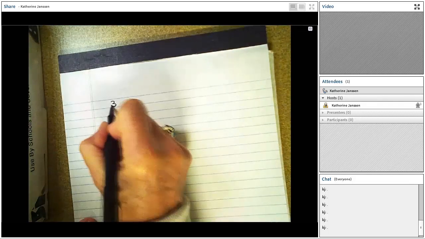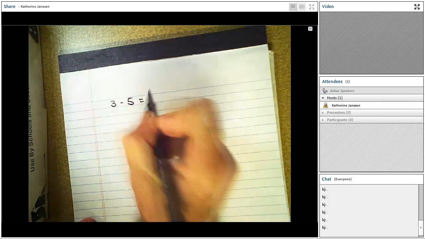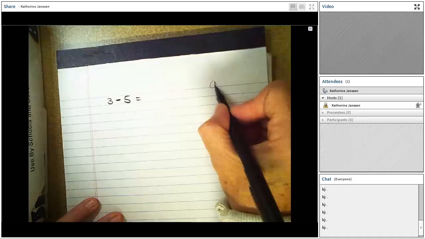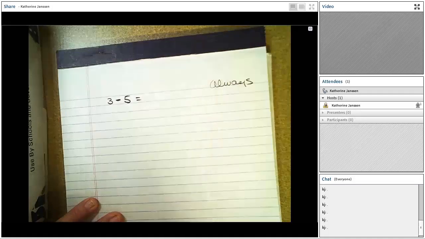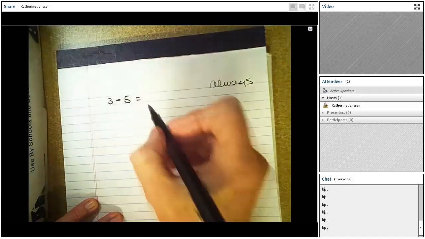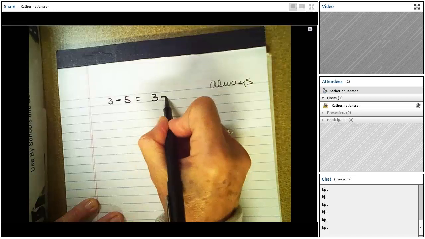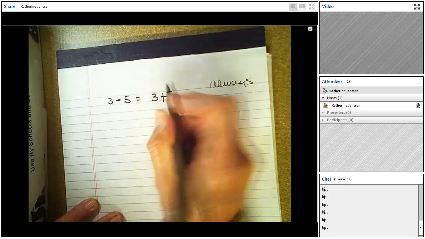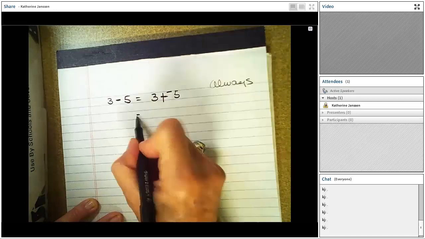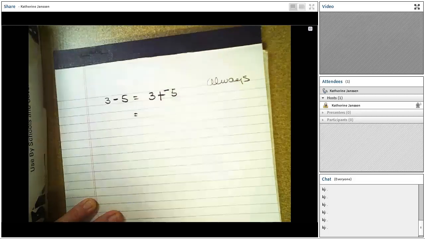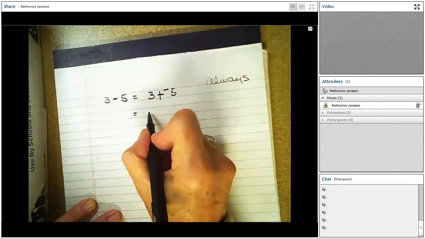We have 3 minus 5. This is subtraction. I always change subtraction to addition and add the opposite. So I have 3, change subtraction to addition, add the opposite, and the number I'm subtracting is 5. Now I'm going to subtract 3 from a negative 5 and get negative 2.